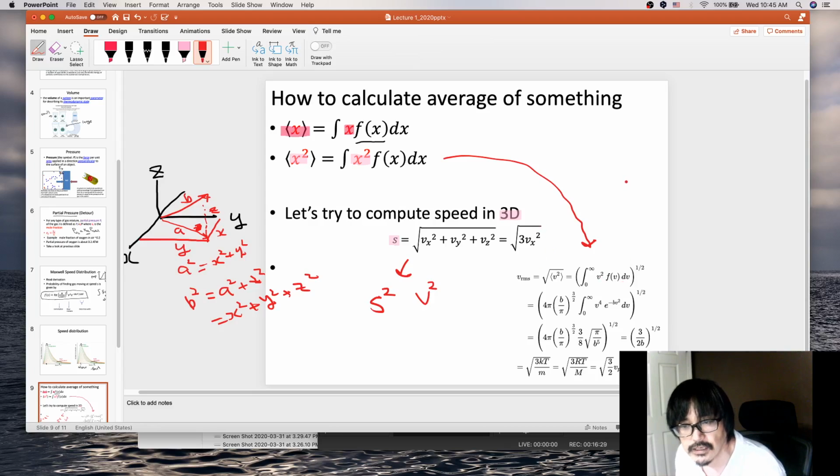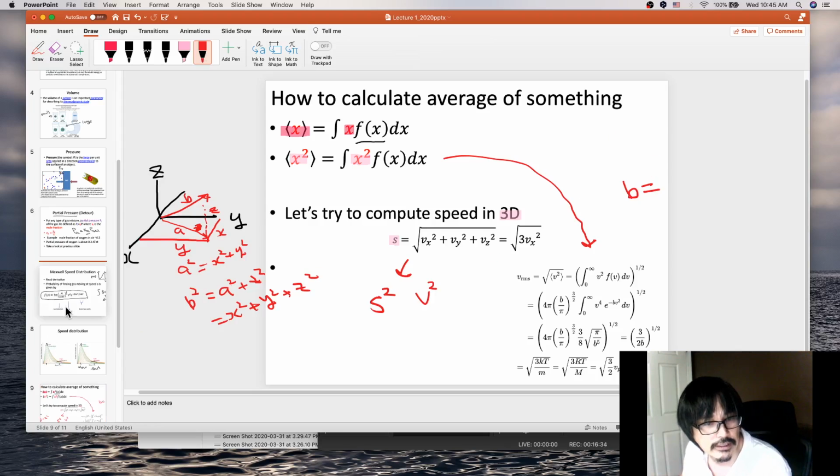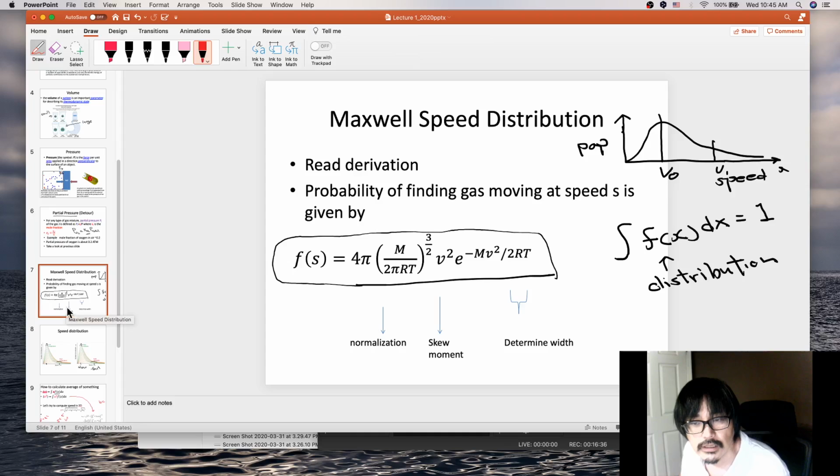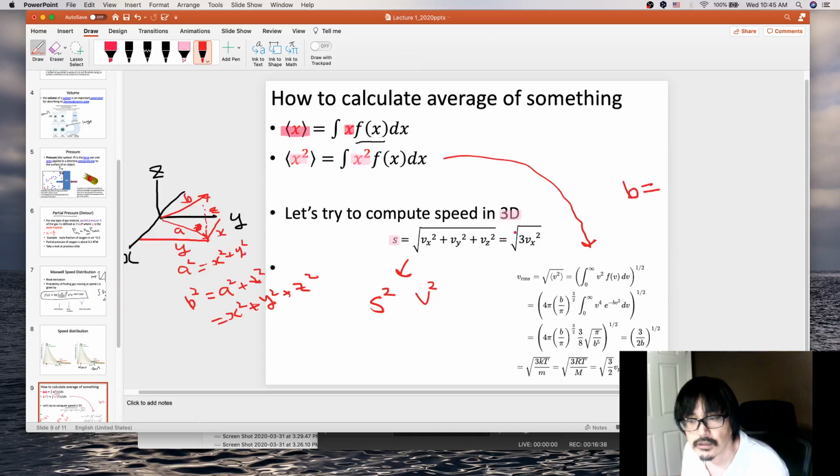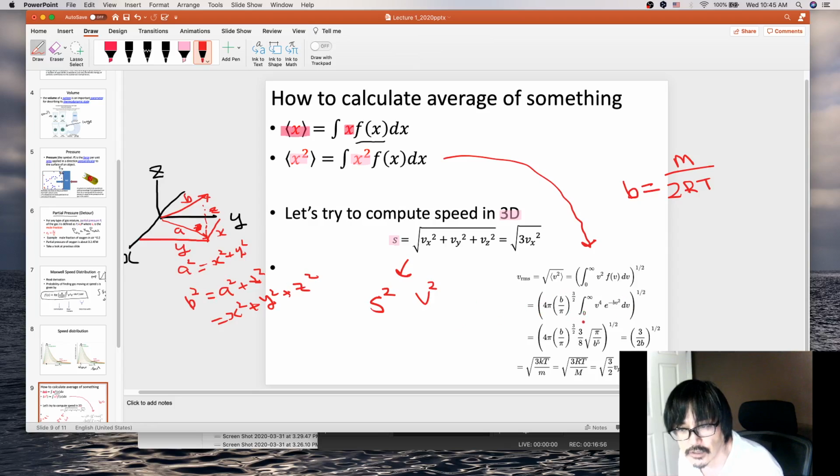Now b right here is equal to, let me just check this one, m over 2kT. So if you put that m over 2kT in this b right here, then that's pretty much what we have. If you calculate this one, you end up with one of these guys.